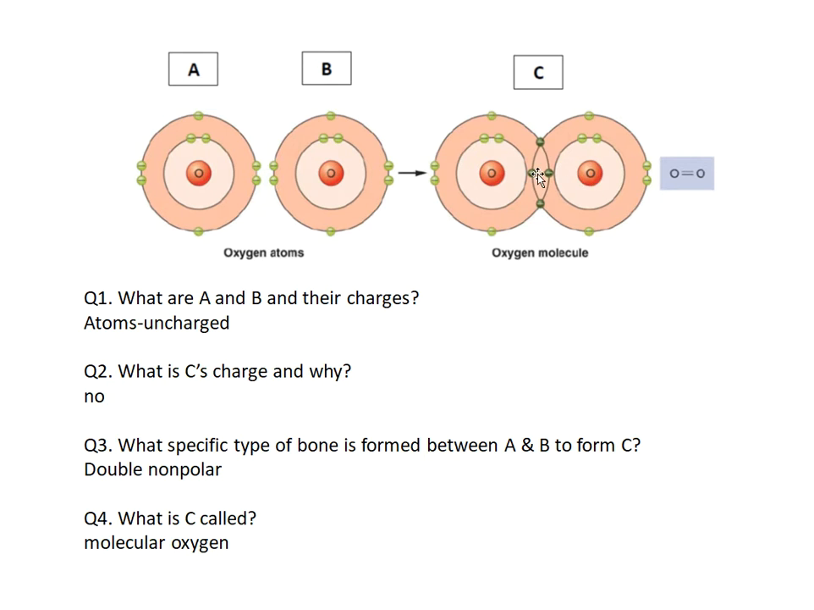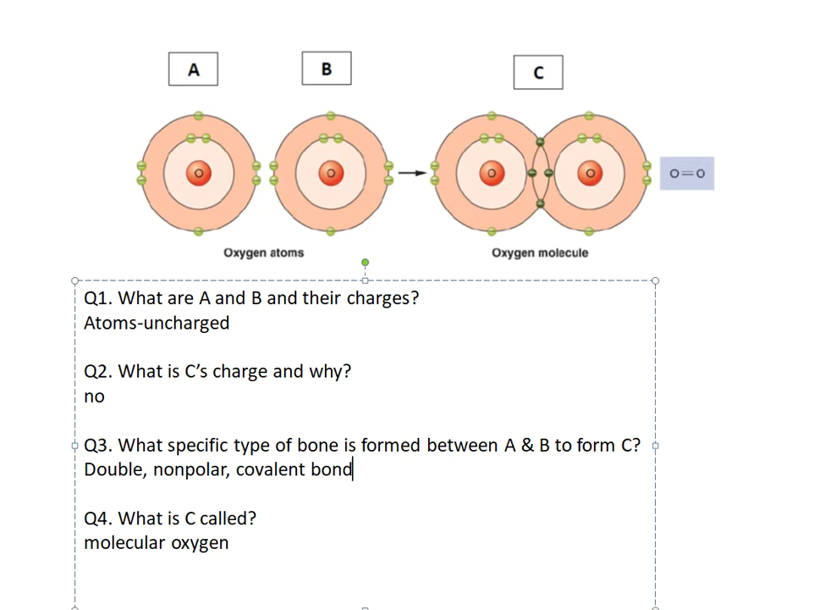What specific type of bond is formed between A and B to form C? When atoms share electrons, it's a covalent bond. When they share them equally, as is occurring here, it's a nonpolar covalent bond. Okay, and here, since they're sharing two pairs, it's also a double covalent bond. So it's a double nonpolar covalent bond. What's most important is that you recognize it's a nonpolar covalent bond.